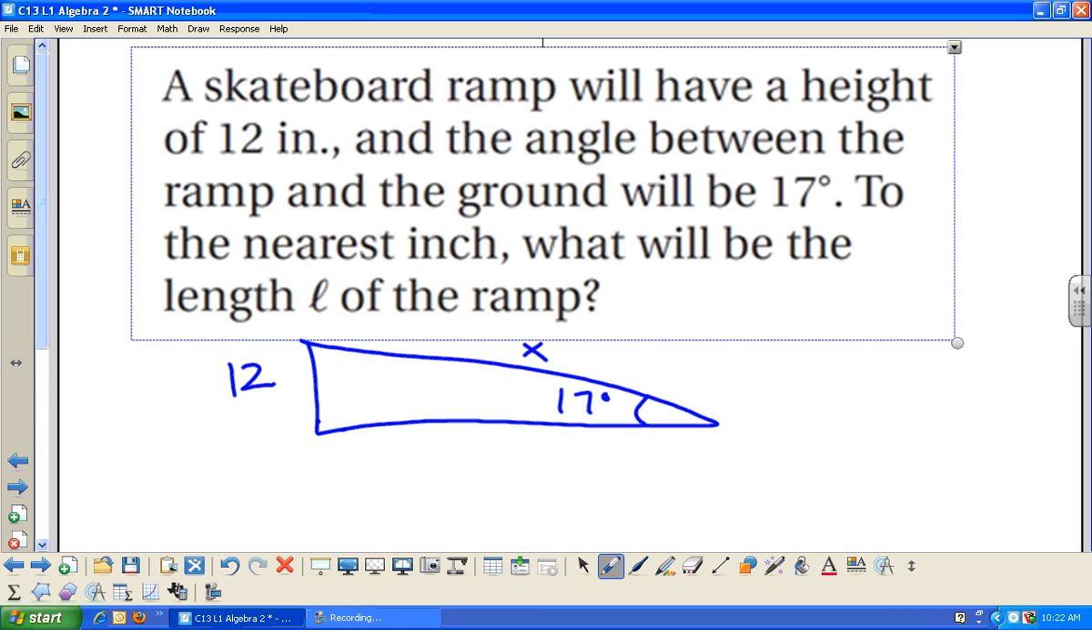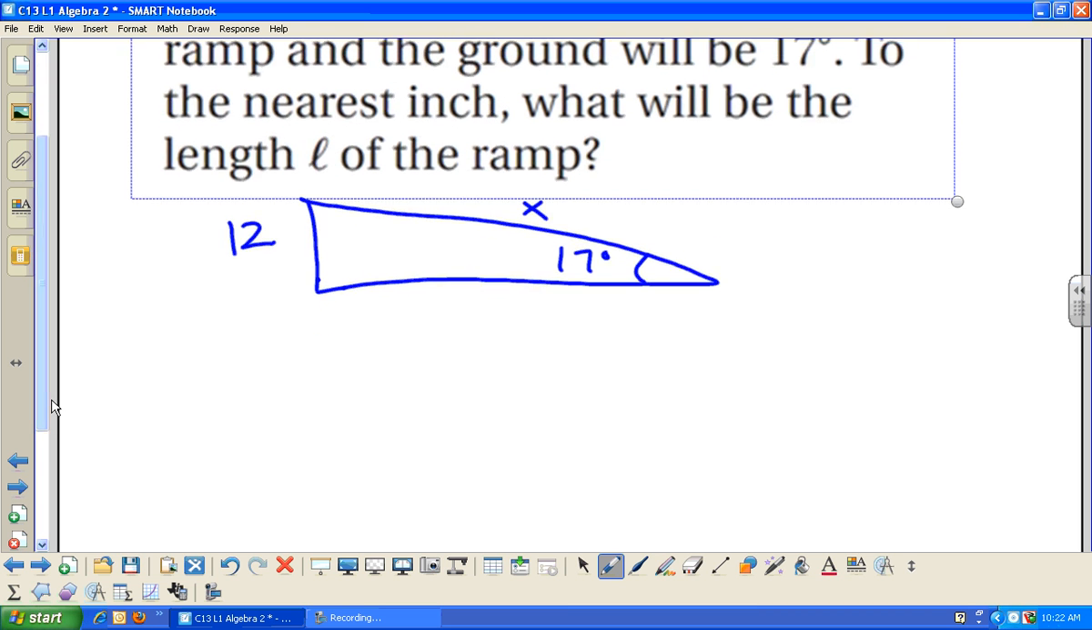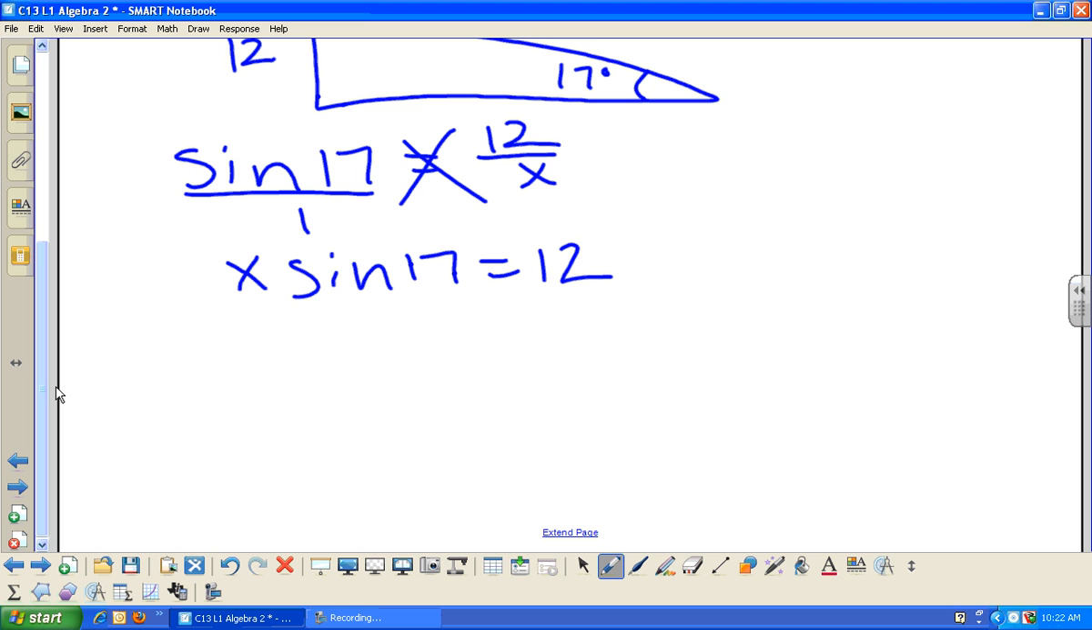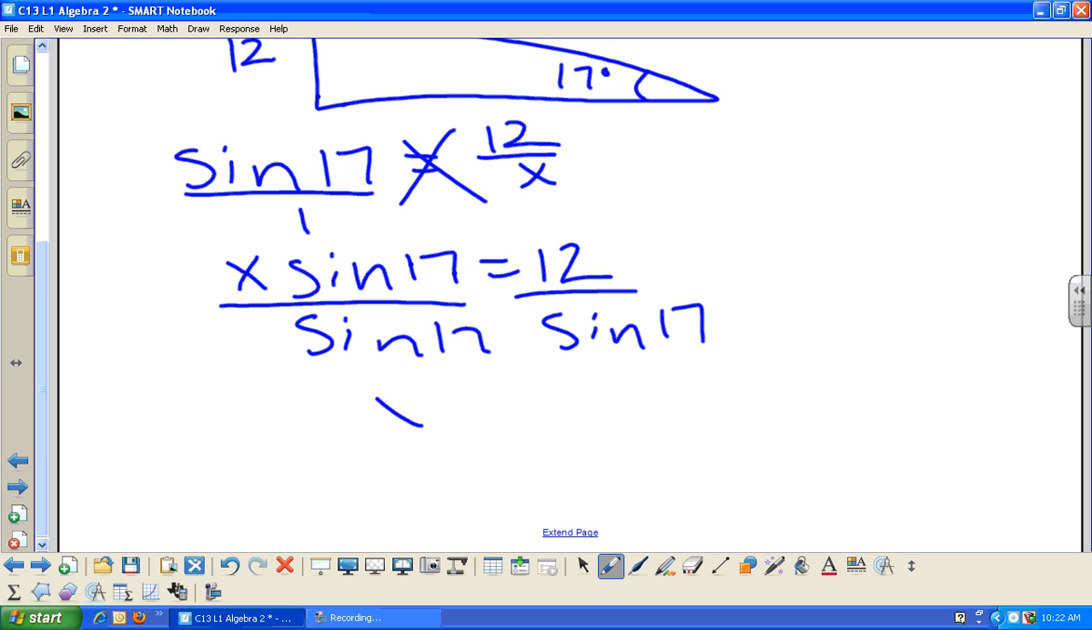So I'm looking for my hypotenuse. So I have my opposite, and I'm looking for hypotenuse. So I'll use sine of 17 will be equal to 12 over x. Here, cross multiply. x times sine of 17 is equal to 12. So I have to divide both sides by sine of 17. And I get x is equal to 41 inches.